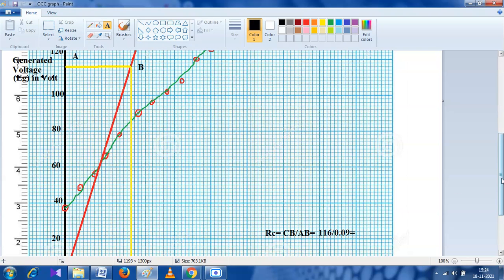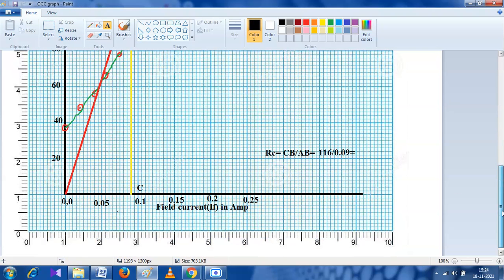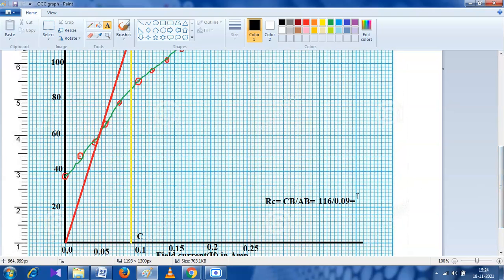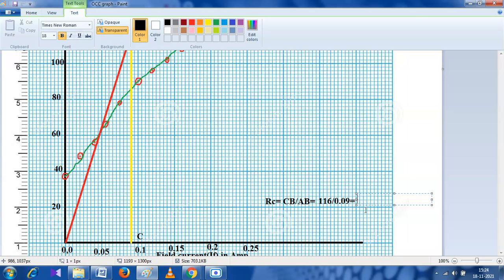So what is the critical resistance? What is the value of that calculated? ये वैल्यू कितना है? 116 divided by 0.09. What is the value? Calculate it and tell me what is the value.